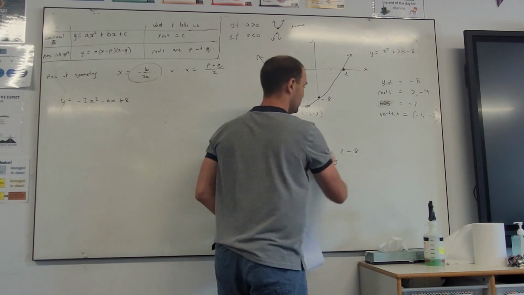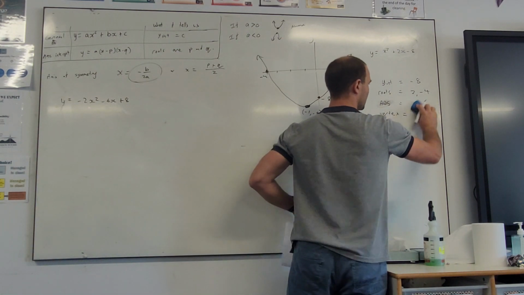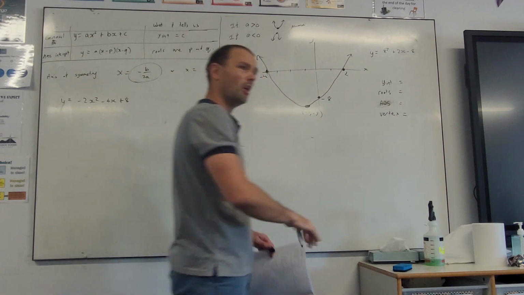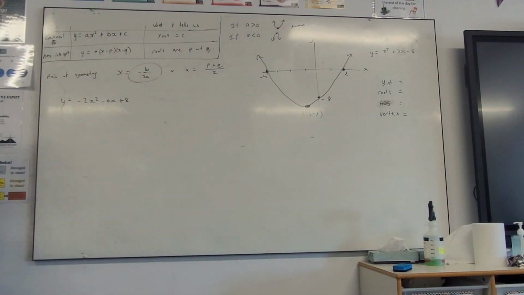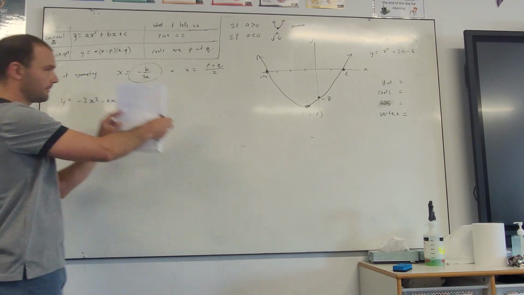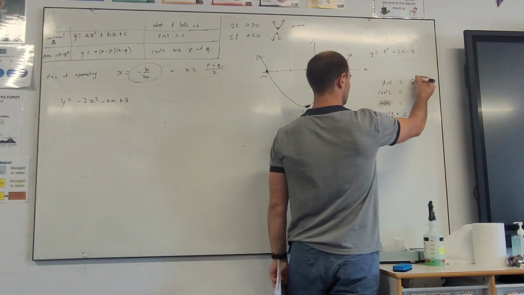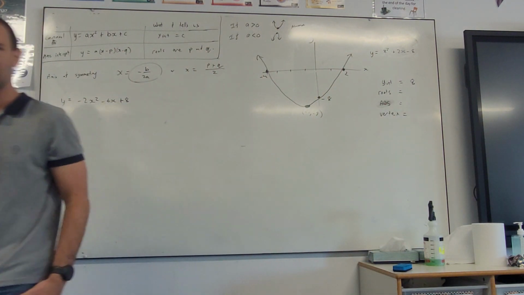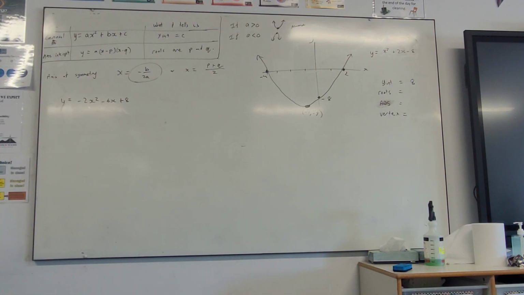Okay, so firstly, I'm going to rub this out so I can fill in this information again. Y-intercept when x is 0. The y-intercept here is +8. Okay, so we can get that one straight away. That's the first piece of information.